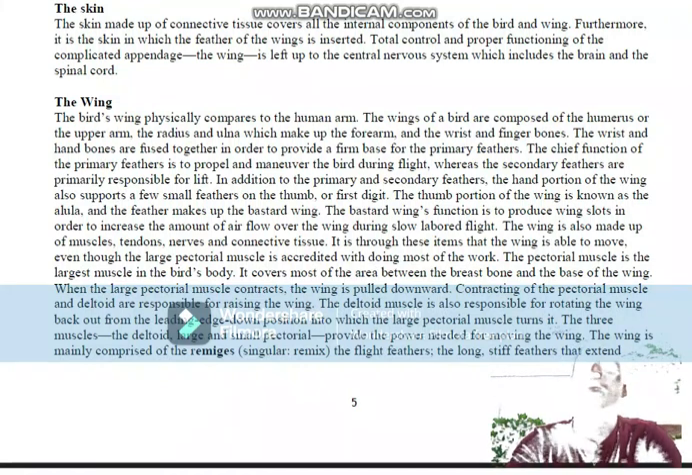Now, the proper functioning of all these wings, feathers, and every part of the body is mainly associated with the central nervous system. Now, dipping down into the wing, it is very much alike to the human arm, because the basic anatomy of the wing is mainly the same as the anatomy of the human arm.